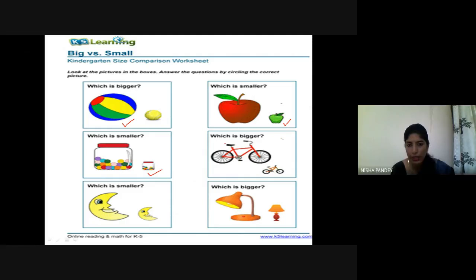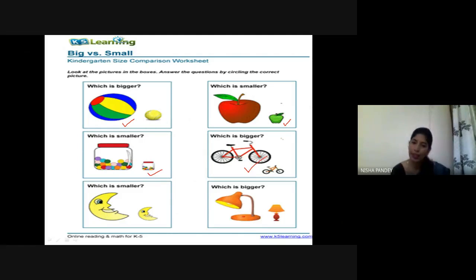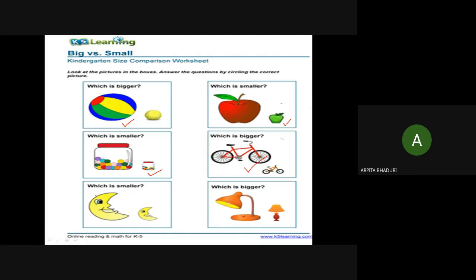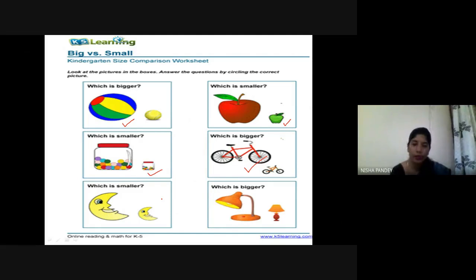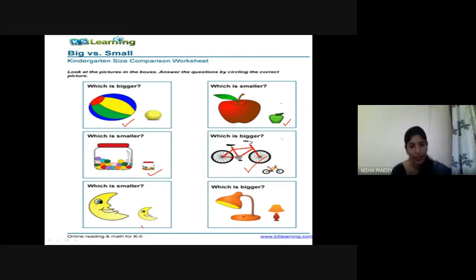Yes. Now, which is bigger cycle? You can see these two cycles and tell me which is the bigger one. Ma'am, the first one. The first one. Very good. Okay, now we have two moons here. Which is smaller? Ma'am, the second one. The second one, very good.